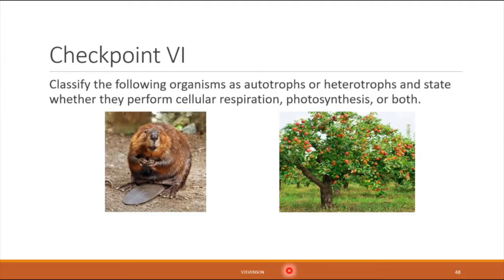And then finally, last checkpoint, I have two organisms here on the slide, and I want you to classify each as either an autotroph or a heterotroph, and tell me whether they perform cellular respiration, photosynthesis, or both. And when you're finished with this checkpoint, you are finished with Chapter 4 and Chapter 5 lecture.